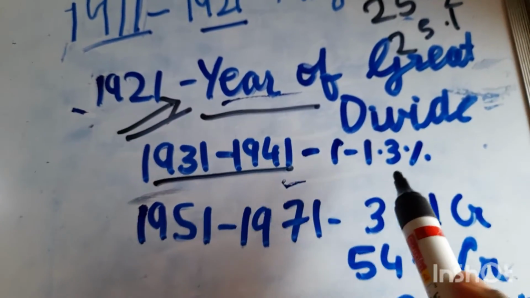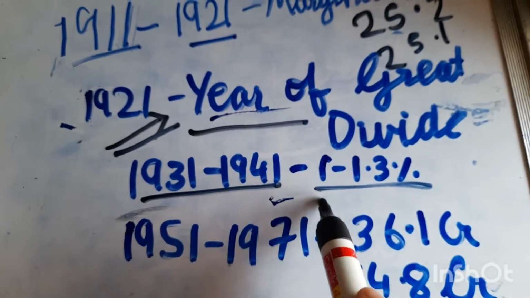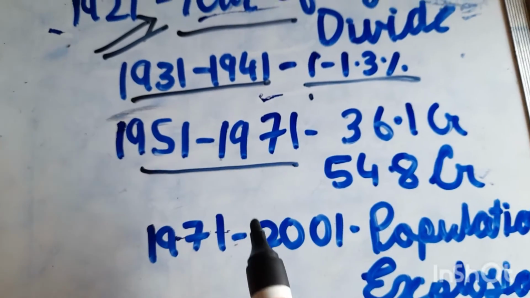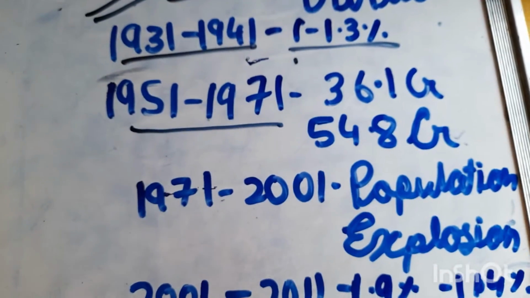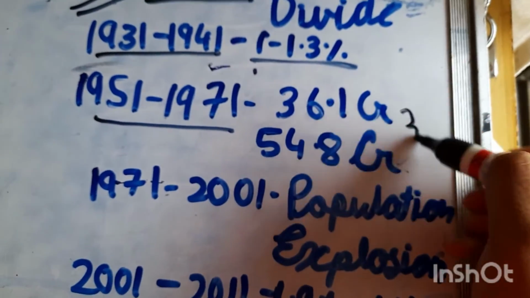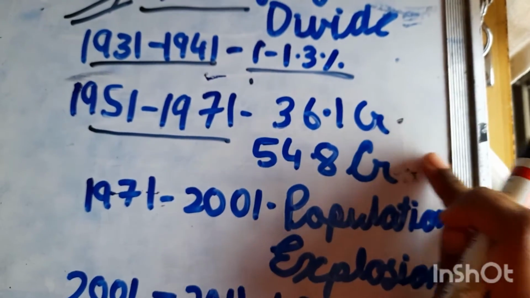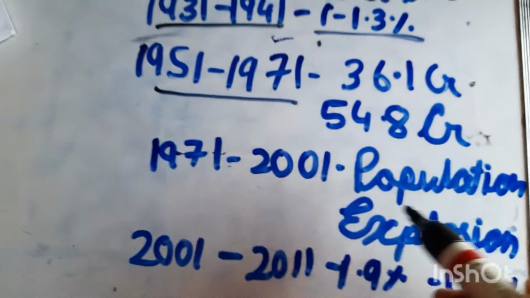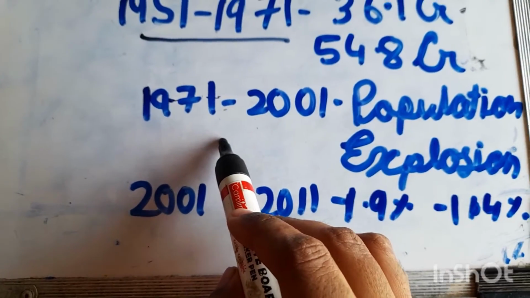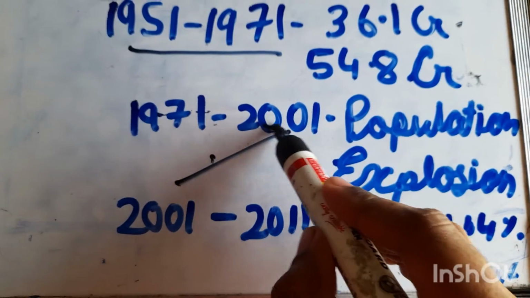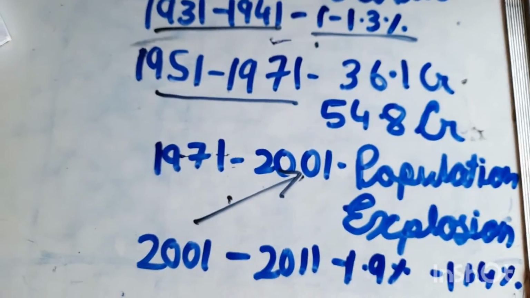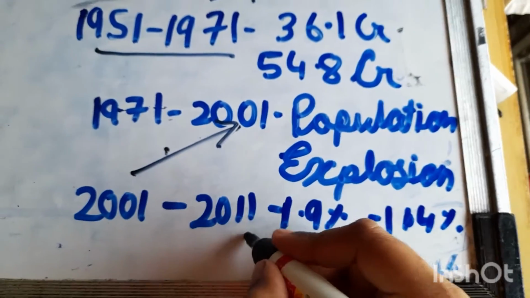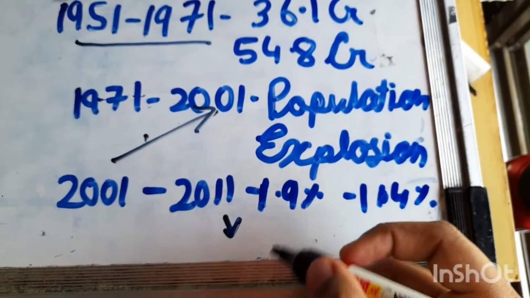1931 to 1941, a stable growth rate of 1 to 1.3%. 1951 to 1971, population increases tremendously. Within 2 decades, the population increased from 36.1 crore to 54.8 crore. 1971 to 2000, boom, population explosion, a sharp rise. 2001 to 2011, decline has started.